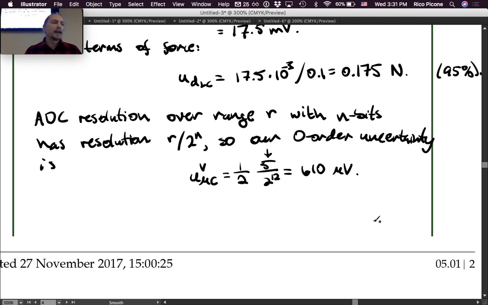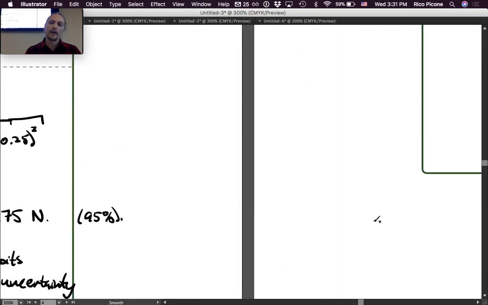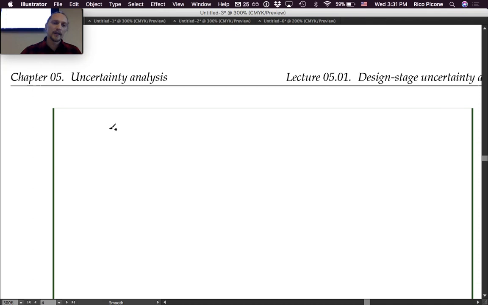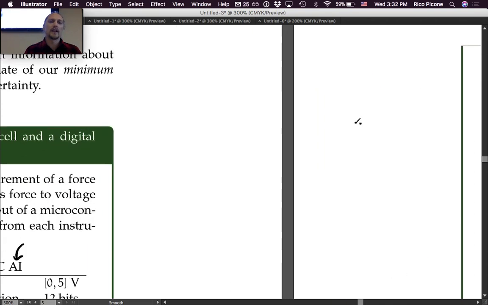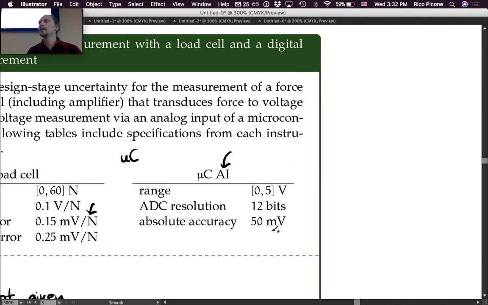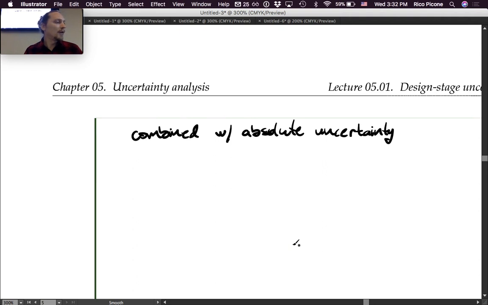So we can combine this, go to the next page. We can combine this with the absolute uncertainty. So absolute uncertainty is given in the manual as well, not just the resolution. So the absolute uncertainty was just given as a straight 50 millivolts, right? So we don't have to do anything to that. It's just 50 millivolts.